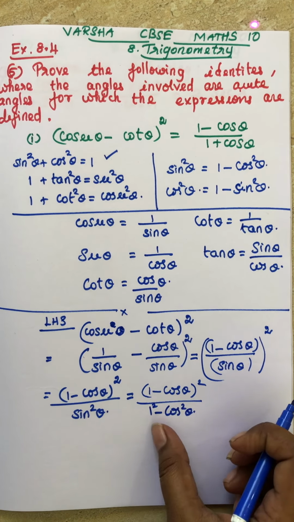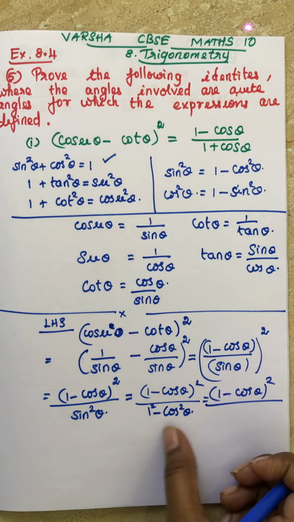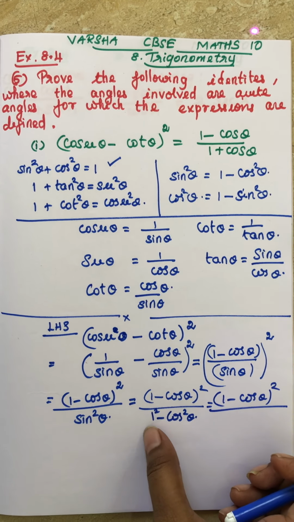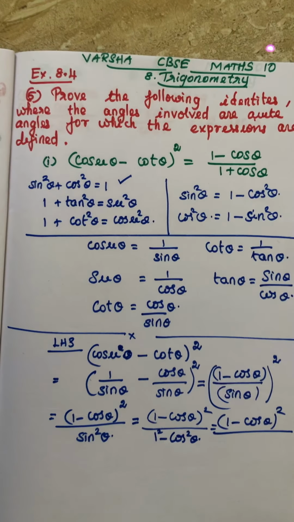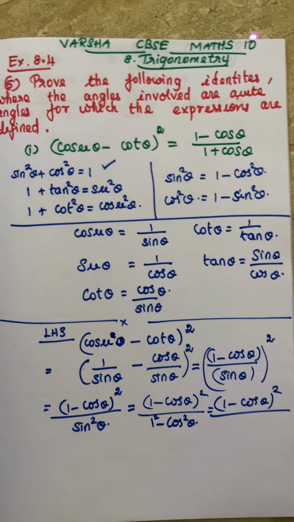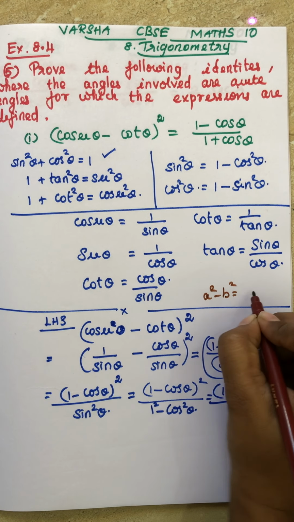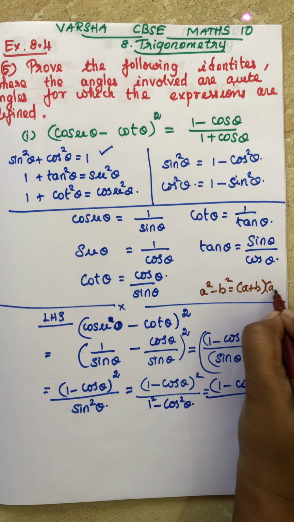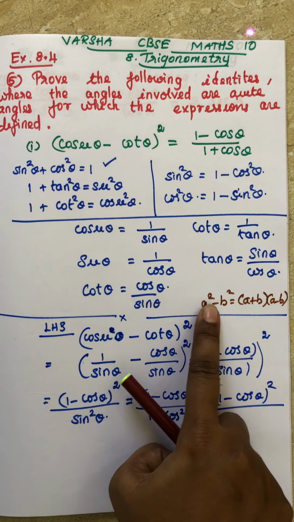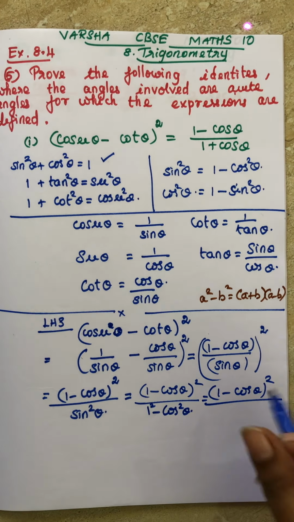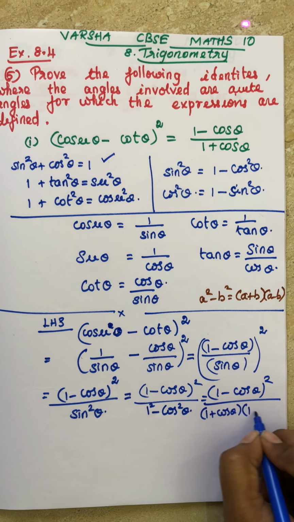See, what is the formula, students? This is the formula of a square minus b square. It is a plus b times a minus b. So this is in the form of a square minus b square, so we split it into a plus b, a minus b. What is our a? That is 1. So 1 plus cos and 1 minus cos.